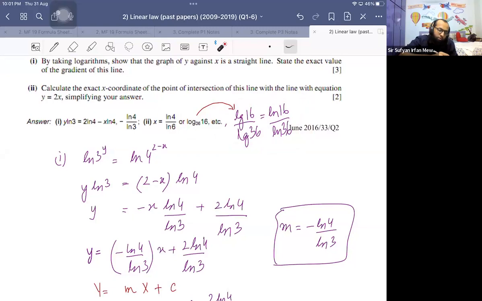However, over here it's written simplifying your answer. So I will not recommend giving this as your final answer, because if there is something that we can do, we should do. If we can simplify, we should simplify. Although the examiner is not penalizing at this step, if we need to give the simplified answer, it is not recommended to give ln 16 upon ln 36 as the final answer. The question here is, how do we simplify?